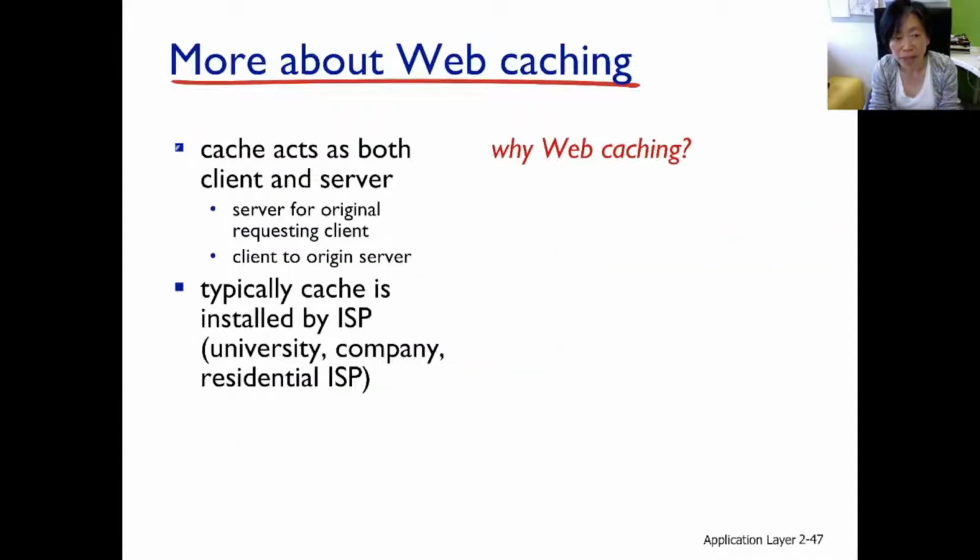So, the cache acts both like a client and a server. As a server, it serves the original client the objects. As a client, because if there's a miss, it will be requesting the original server for a copy of the object. Right?